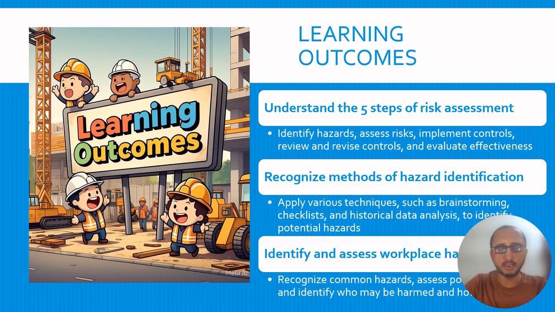Learning outcomes. By the end of the module, you will know the 5 steps of risk assessment and hazard identification, how we do it, what techniques or methods we use to identify the hazards, and some hands-on practice on the hazard identification process. Then on who might be harmed, you will have a good understanding of whom these hazards might be harmful to, including people, environment, and business.